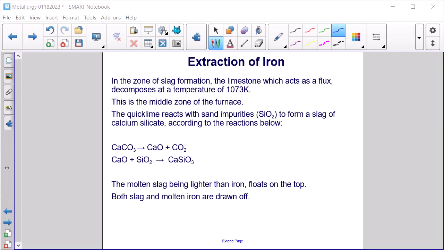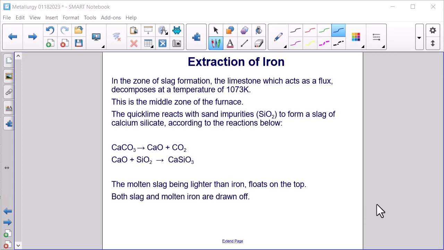In the zone of slag formation, the limestone, which acts as a flux, decomposes at a temperature of 1073 Kelvin. This is the middle zone of the furnace. The quicklime reacts with sand impurities, SiO2, to form a slag of calcium silicate according to the reactions below. So the limestone decomposes. We get this calcium oxide, quicklime, which reacts with the sand impurities to form a slag of calcium silicate. The molten slag, being lighter than iron, floats on the top.